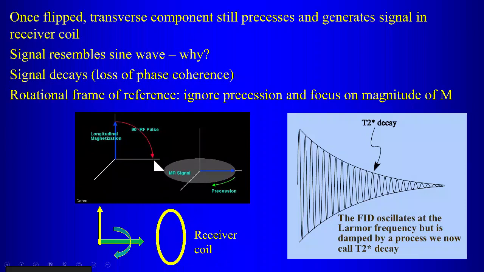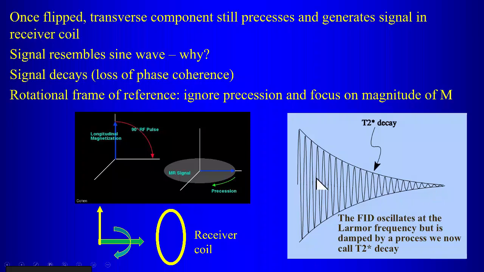Since this represents some magnetic field that is going through, as it's turning around, it's going through this receiver coil, changing the flux through that receiver coil, and that's going to generate signal in the receiver coil. That signal resembles a sine wave. Why? Because as this rotates through, the signal increases and then decreases. So you get a sine wave. And it decays. The signal decays, and we'll talk about why.